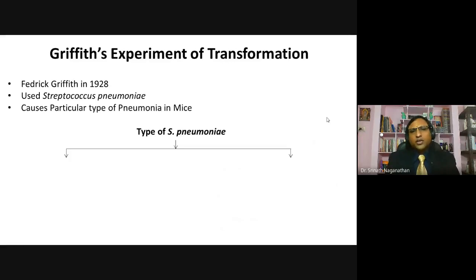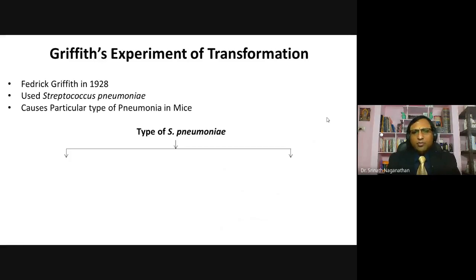Griffith's experiment of transformation was done by Frederick Griffith in 1928. He used a strain of Streptococcus pneumoniae, which is very prevalent and prominent in causing pneumonia in mice. This particular type of pneumonia is basically caused by two strains of Streptococcus pneumoniae: one is a very virulent strain and another is a non-virulent strain.